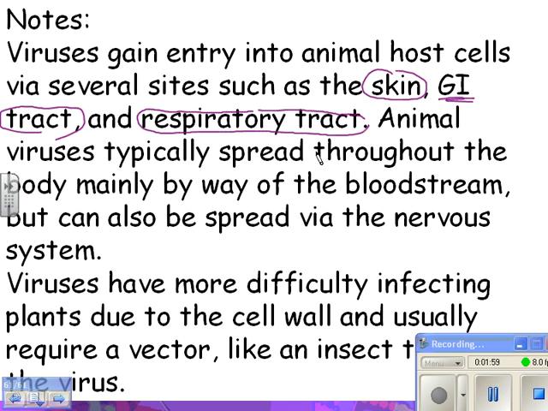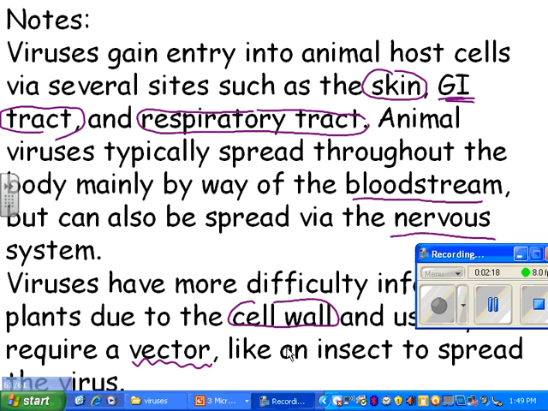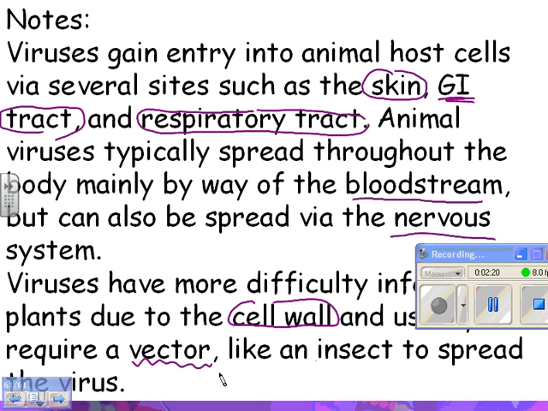Animal viruses, typically meaning a virus that infects animals, typically spread throughout the body mainly by way of the bloodstream, but they can also spread via the nervous system. So viruses have more difficulty infecting plants due to the cell wall, lucky them, and usually require a vector. So a vector is another organism that helps it get in, so an insect that can spread the virus.